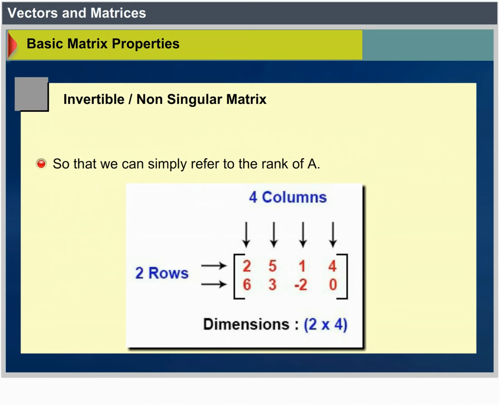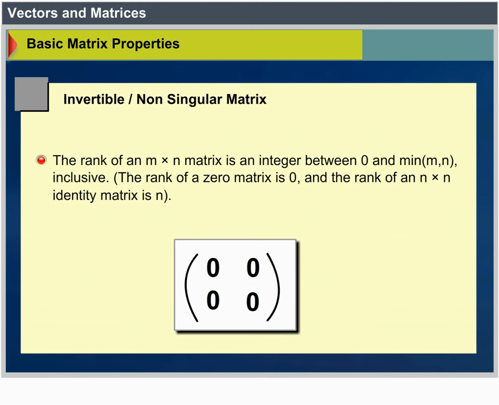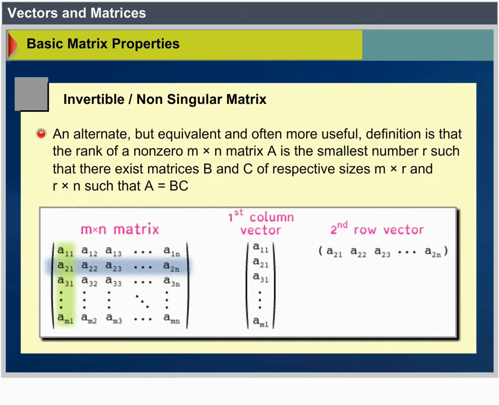The rank of an m by n matrix is an integer between 0 and min of m, n, inclusive. The rank of a 0 matrix is 0, and the rank of an n by n identity matrix is n. An alternate but equivalent and often more useful definition is that the rank of a non-zero m by n matrix A is the smallest number r such that there exist matrices B and C of respective sizes m by r and r by n, such that A equals BC.